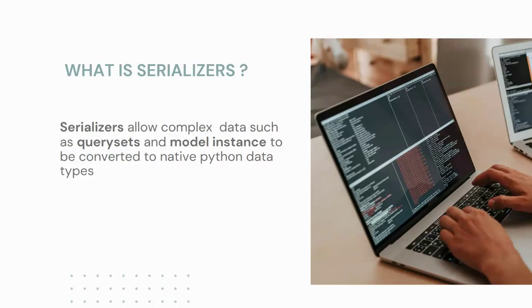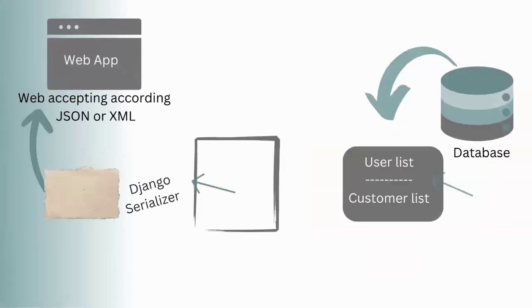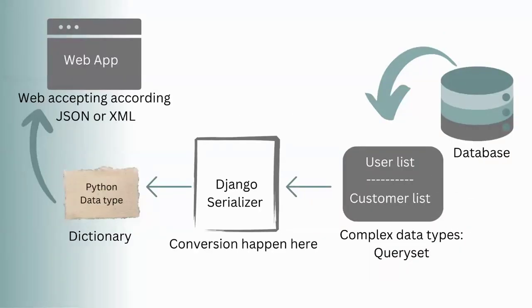What is a serializer? A serializer allows complex data such as query sets and model instances to be converted into Python data types that can be easily rendered into JSON, XML, or other content types. A serializer also provides deserialization, allowing parsed data to be converted back into a complex type. So let's see how it works.